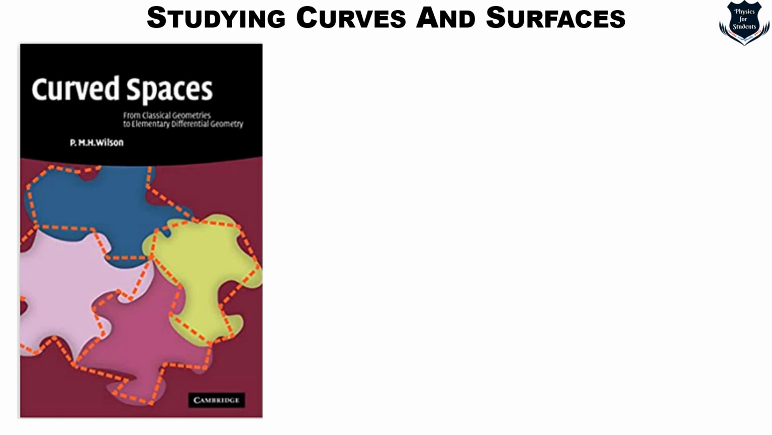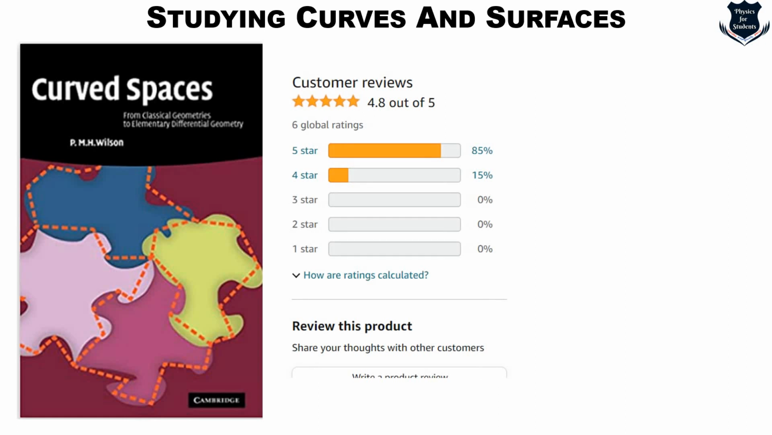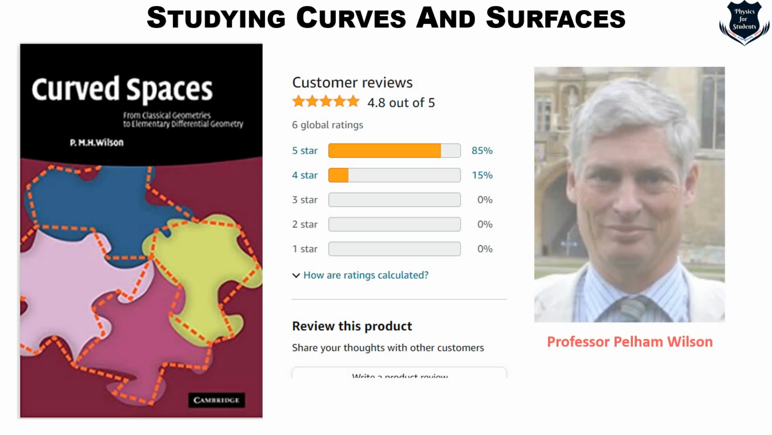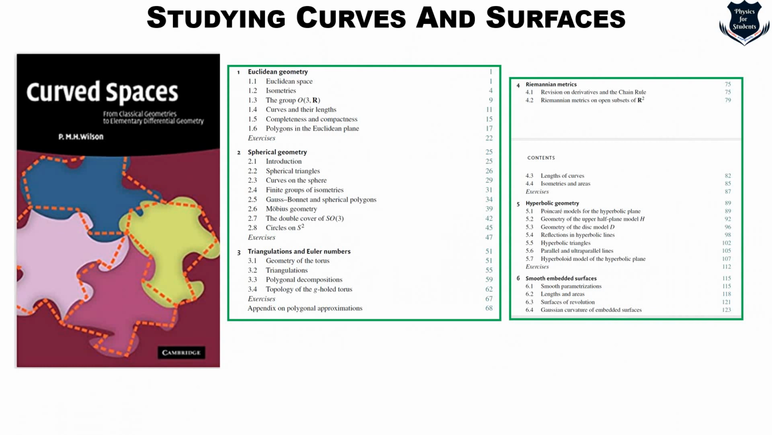The next book teaches us more about curves, spaces, or curved surfaces, we can call them curved spaces actually. It has a fairly good rating, 85%, and is written by Professor Pelham Wilson. These are basically the contents. It starts with Euclidean and spherical triangulations and Euler numbers, then moves into hyperbolic geometry. You might say these are more or less repetitions, and yes, you are very right, because the overall approach and study guide of those books are the same.